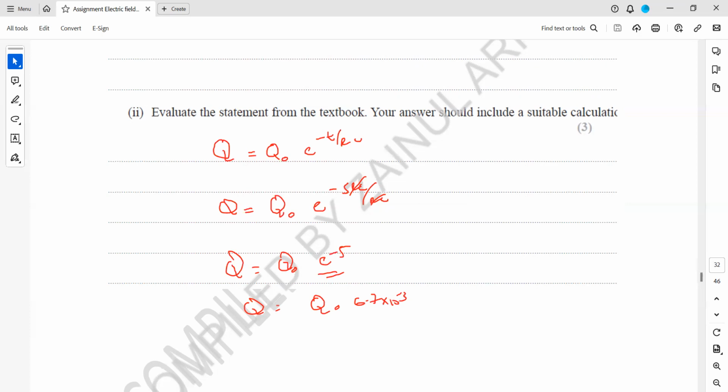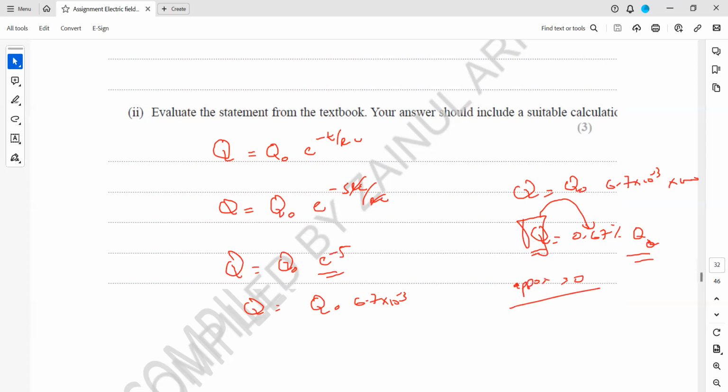If we want to convert this into a percentage, we just multiply by 100. So Q is equal to Q naught, 6.7 into 10 to the power minus 3 multiplied by 100. What percentage will be there? So when we simplify, it will be Q is equal to 0.67% of Q naught. Means the charge which is left on the capacitor is only 0.67% of the total, which is approximately 0. So we can say the comparison or the statement is true.